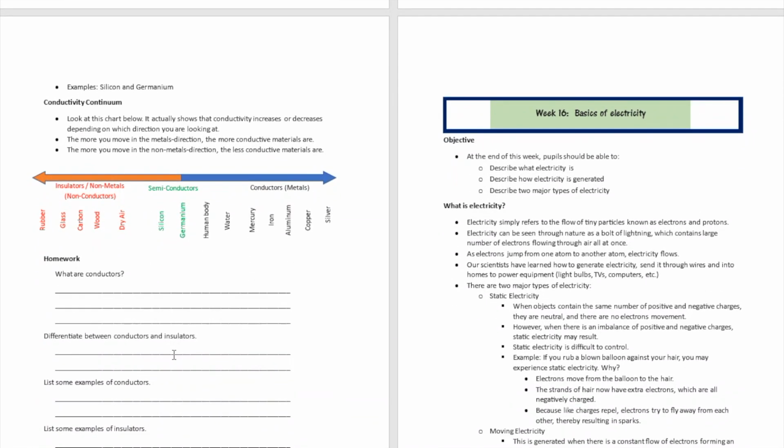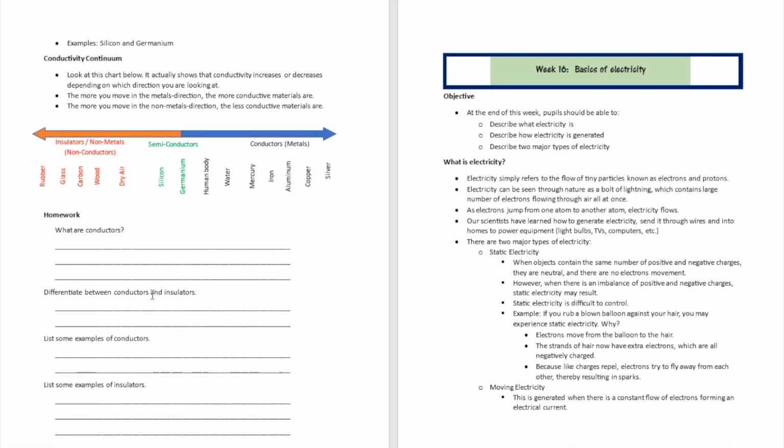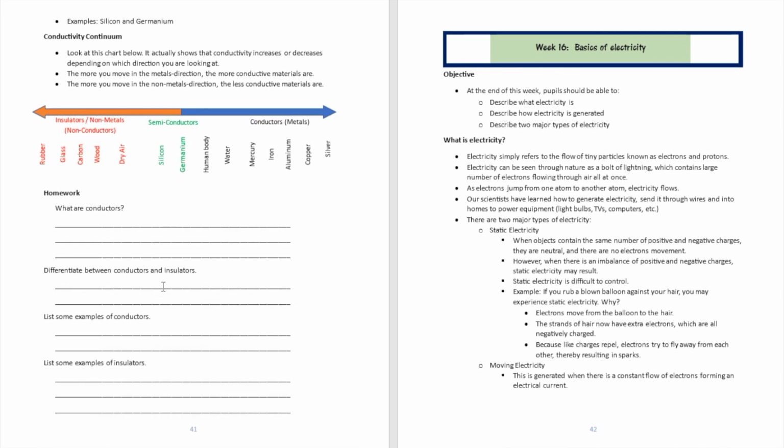Alright, you've got homework right now. What are conductors? You can remember that: conductors are things that can allow electricity or heat to pass through them. What is the difference between a conductor and an insulator? A conductor is going to let electricity pass through it, but an insulator is not going to let electricity pass through it. List some examples of conductors, which you're going to see over here, and examples of insulators, which you're going to see over here.